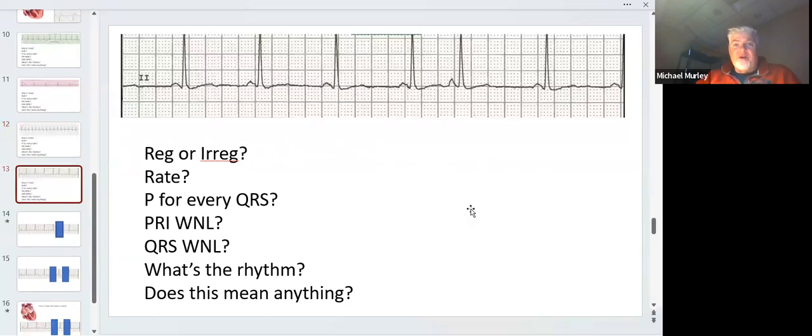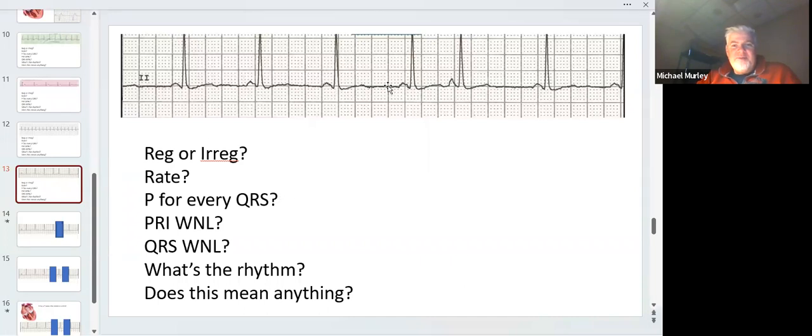Let's see, is this one regular? Oh, this is a funny one because in the video I did with the PowerPoints, when we were doing the rate, I said we're not going to use that method, but this is the strip and I didn't realize it was irregular. So this one's irregular, so we count the R waves, not the small block method. 1, 2, 3, 4, 5, 6. Almost 70. So currently the rate's 60. Is there a P for every QRS?